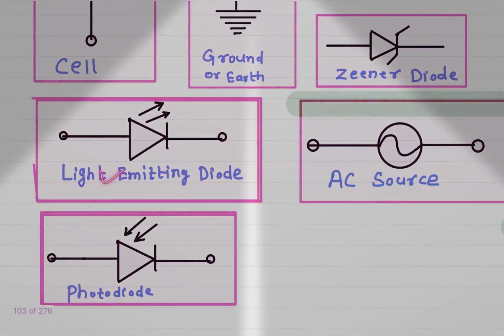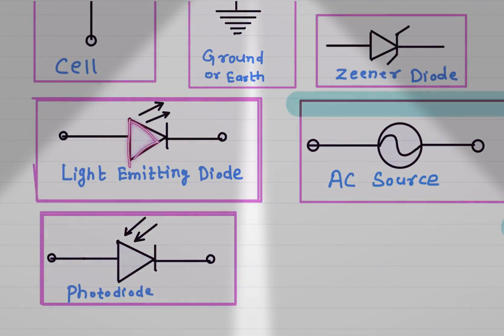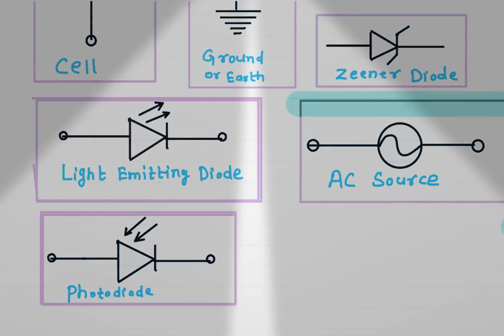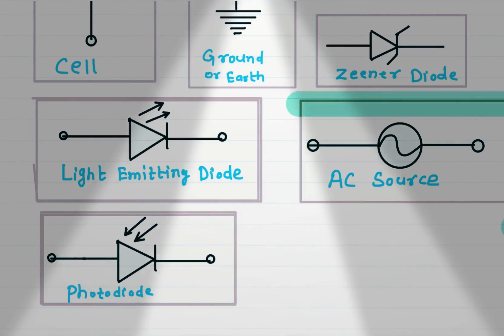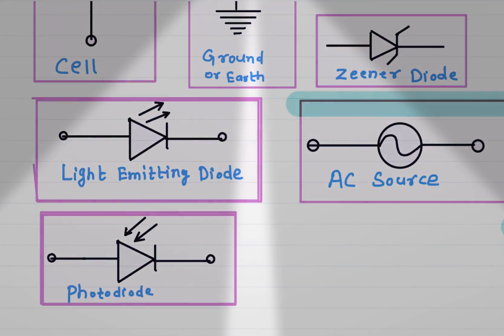And here we have a light emitting diode. That means when electrical current is passed, it emits light. And you might have heard about LED. That's what it is. When a current is passed, it emits light.